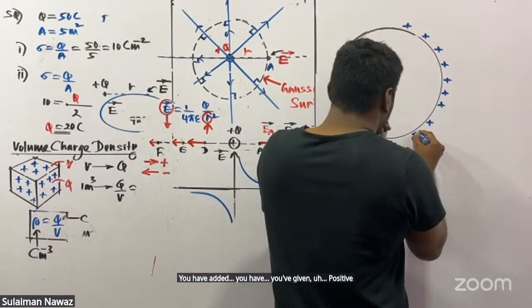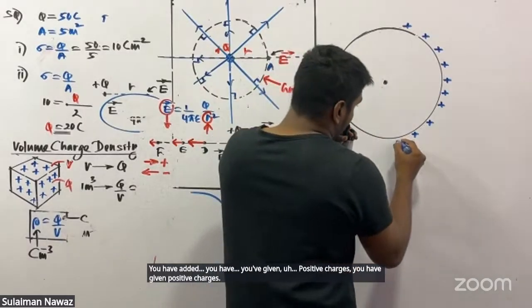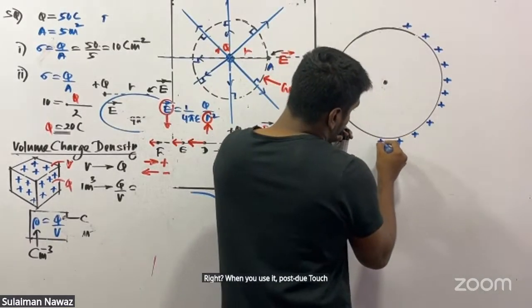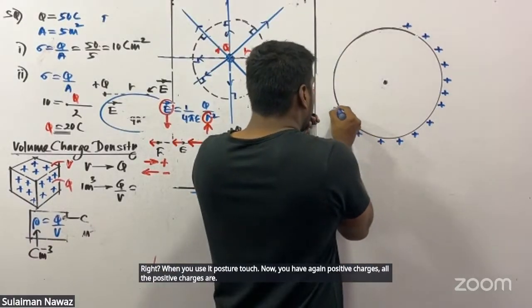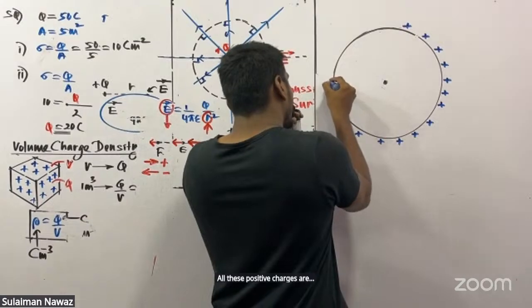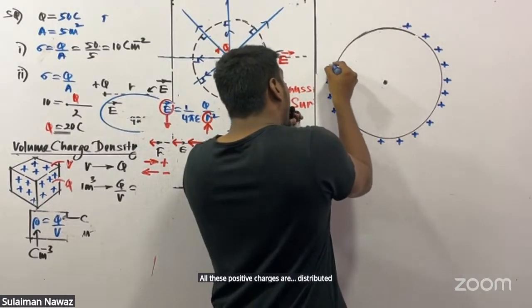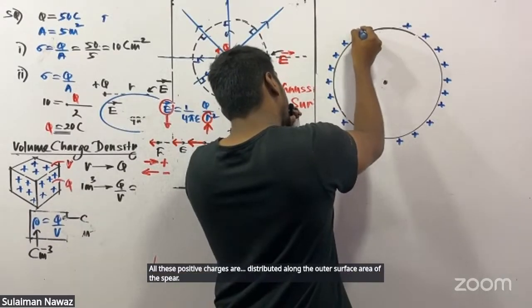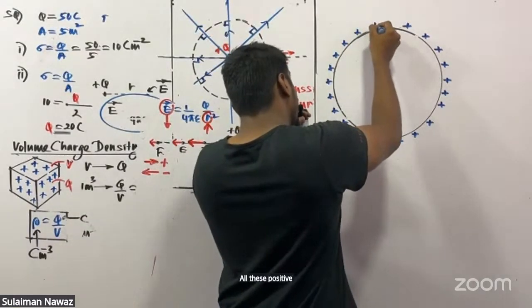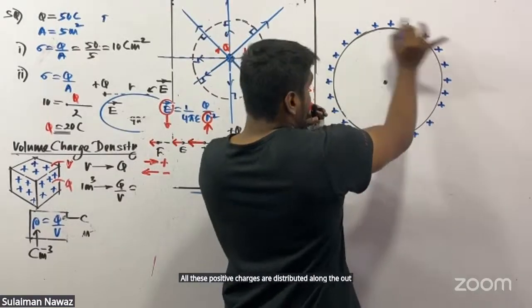You have given positive charges, right? When you give the positive charge, all these positive charges are distributed along the outer surface area of the sphere. Hollow conductive sphere. All these positive charges are distributed along the outer surface area of the sphere.